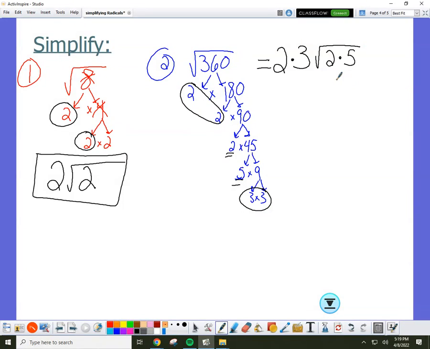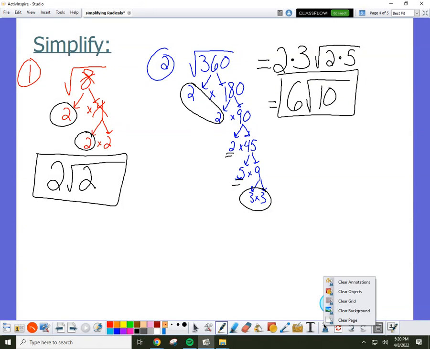Now we move on to step 3. Step 3 says multiply whatever you pulled out. Okay, so 2 times 3 gives us a 6. And then multiply what's still trapped. Okay, put our square root, it's trapped. 2 times 5 gives us 10. So our simplified version of the square root of 360 is 6 square root of 10.